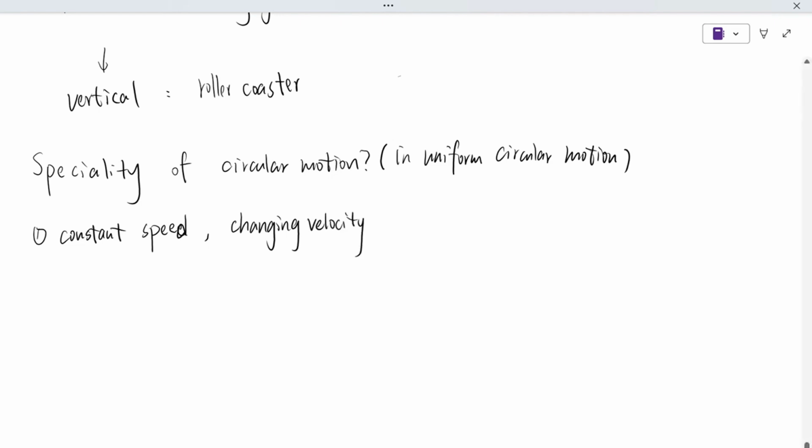Oh, you may ask, isn't speed and velocity both describing how fast an object is? Well, that's correct. However, back to unit 1, speed is a scalar, but velocity is a vector.